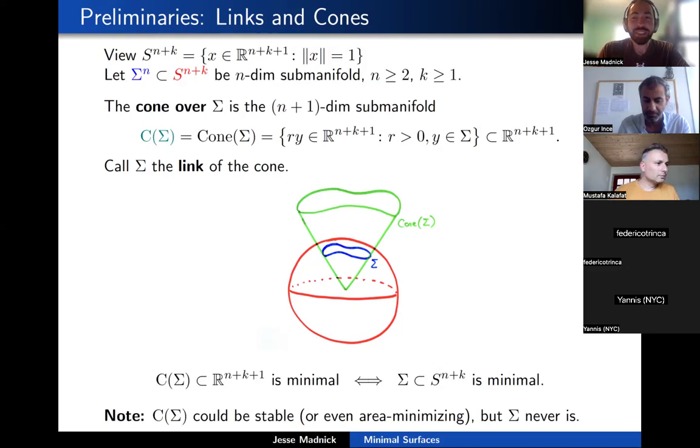It's a very interesting question to ask: if you know the link, is the cone stable? Is the cone minimizing? How can you tell? This is a very interesting, non-trivial question, and I'll talk about it again briefly in the next lecture, but only briefly. That's not the focus of today.